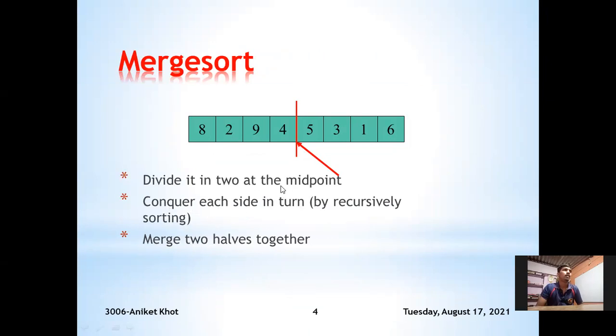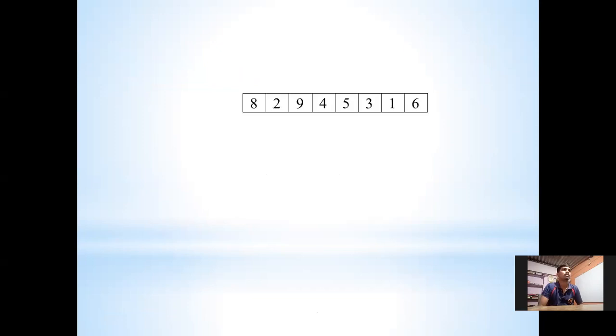That means we recursively divide each side until we get a single point. After we get the single point, the single unit, then we merge the two halves together. So let's take this example.